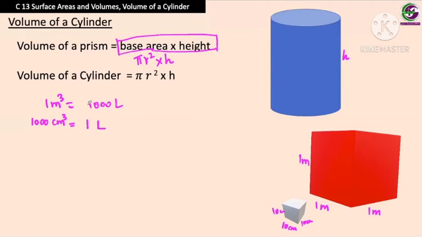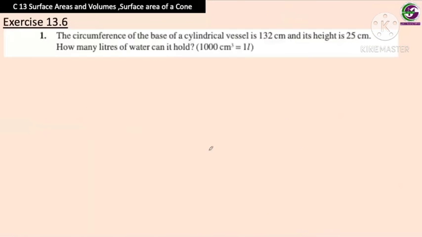See the relation now? 1 meter cube is 1000 liters. Again, 1000 centimeter cube is 1 liter, because a cube of 10 centimeter is so small. We need this relation in the exercise. Let's see the first question.